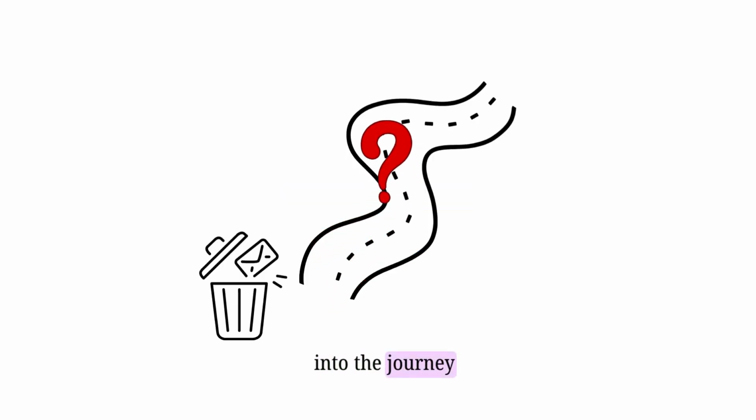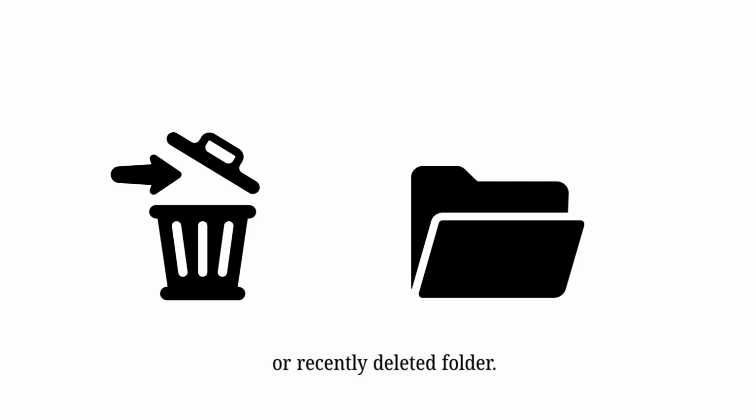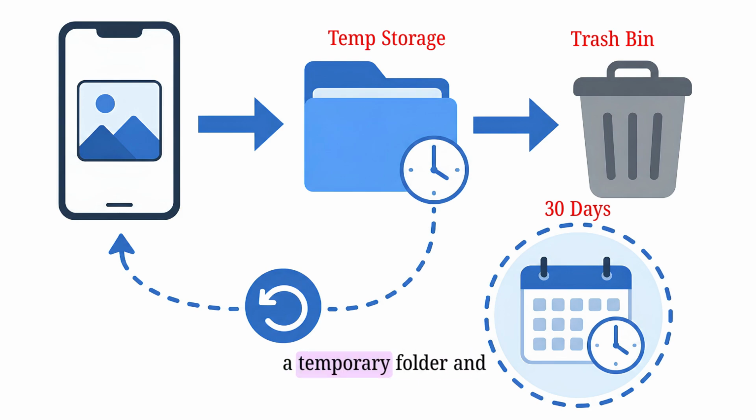Let's have a look into the journey of a photo after deletion. When we tap Delete, the photo usually moves to the trash or recently deleted folder. The trash stage represents a soft delete, which means your phone or computer simply moves the photo into a temporary folder and marks it for removal later, usually after 30 days. This is why you can restore the photo during that period.